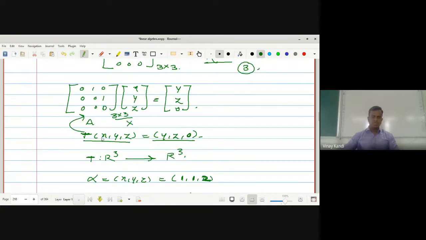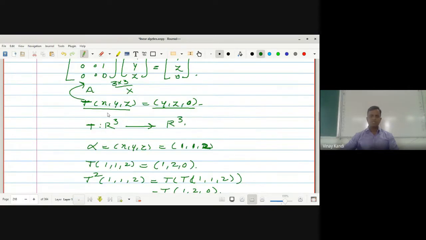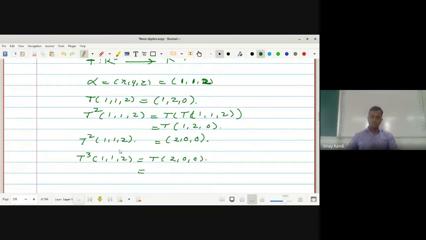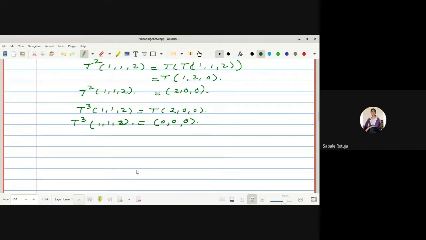मॅपिंग काय असतं? X च्या ठिकाणी काय येतोय? Y येतोय, Y च्या ठिकाणी येतोय Z, Z च्या ठिकाणी येतोय 0. ओके, X च्या ठिकाणी कोण येतोय? Y. Y काय आहे? 0. दिस इज 0. ओके, Y च्या ठिकाणी काय येतोय? Z, Z काय माझा 0, Z च्या ठिकाणी तर 0 येतो. आला T cube. इज इट करेक्ट? Yes, sir.